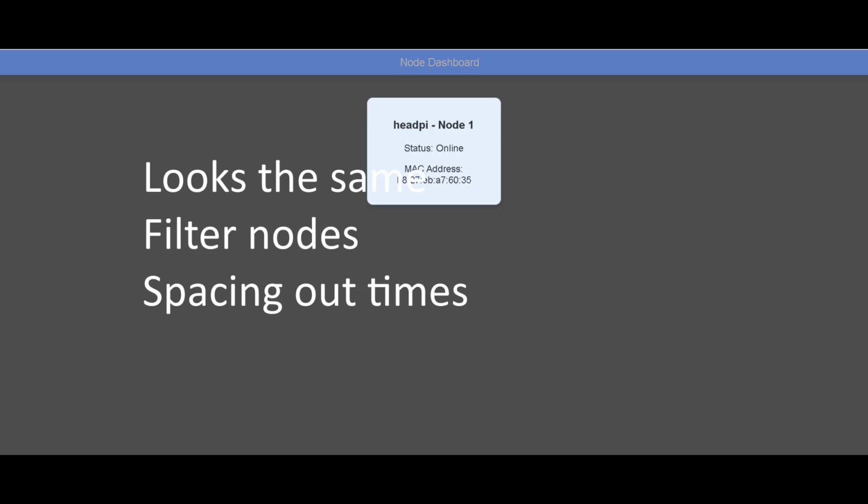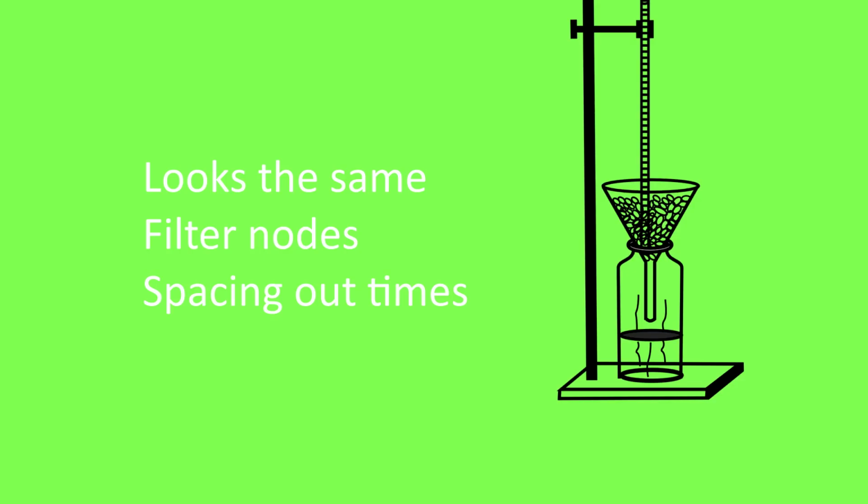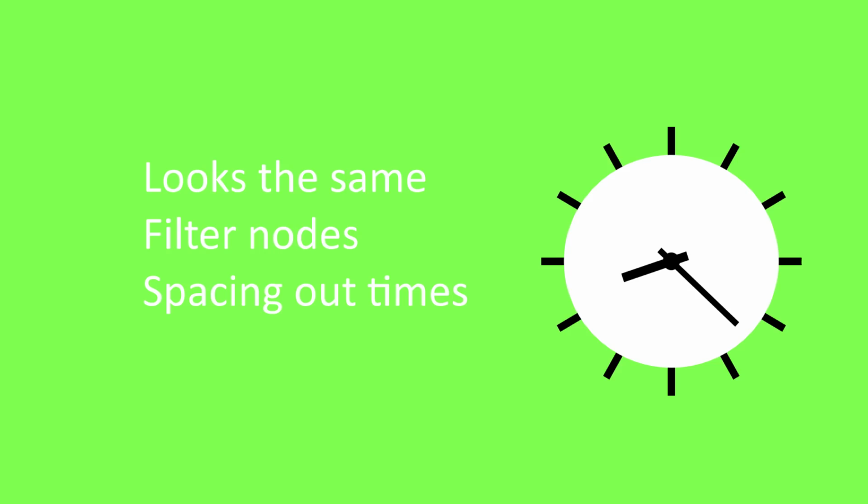Looking forward, I'd like it to match the website I made before for my Raspberry Pis and have that nice color. I also want to eventually filter based on node ID. Currently, it was just returning all of them. And then also the times are all spaced equally. And if there's a time where there's no data, I want it to be some representation of that. Currently there is none. It's just whatever there is there.